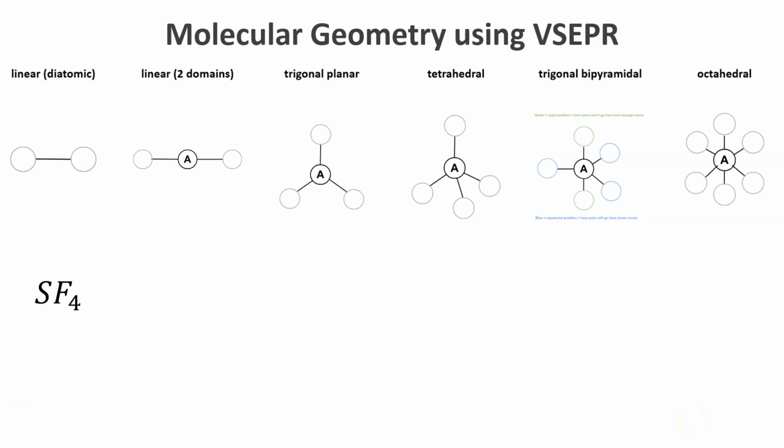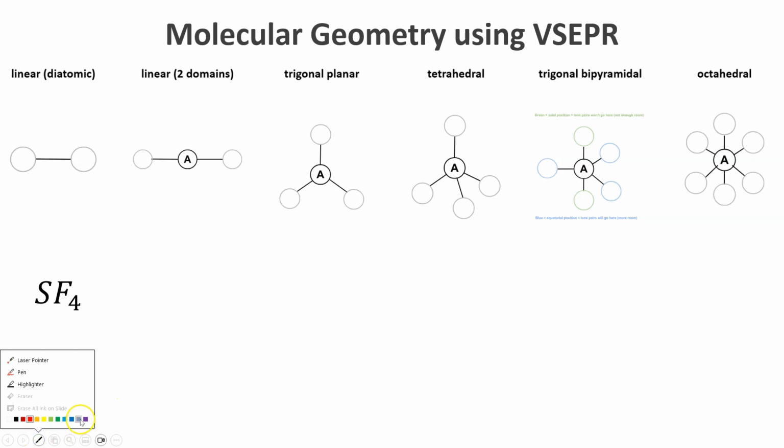Hey everybody, in this video I'm going to tell you how to come up with a molecule's molecular geometry, otherwise known as the molecule's shape, using a theory called VSEPR Theory. We're going to use the molecule SF4 as an example.